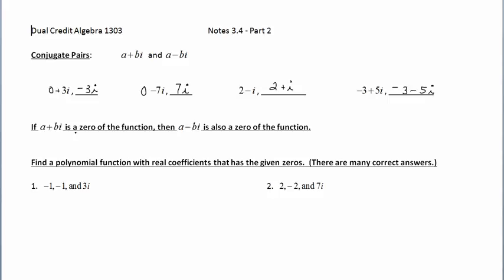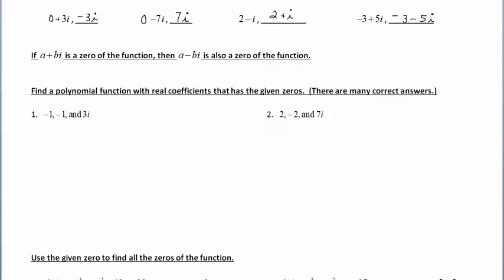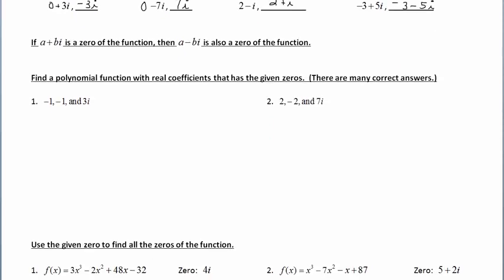If a plus bi is a 0 of the function, then a minus bi is also a 0 of the function. Imaginary zeros occur in conjugate pairs. Alright, so what are we going to be doing with that information besides just knowing that imaginary zeros occur in conjugate pairs?